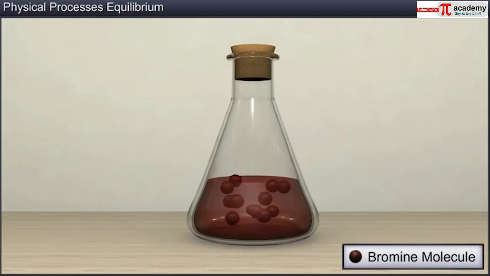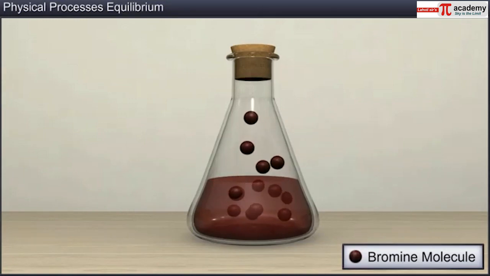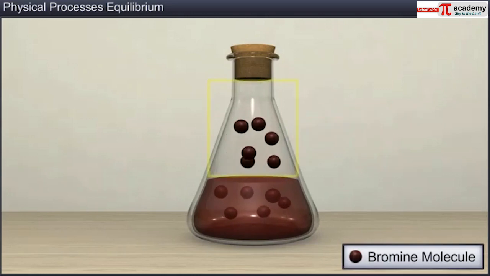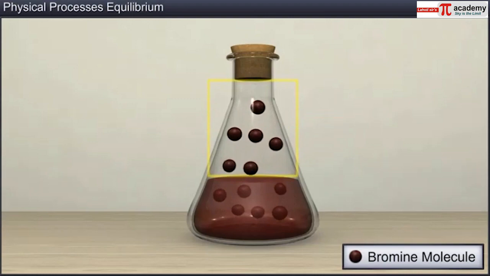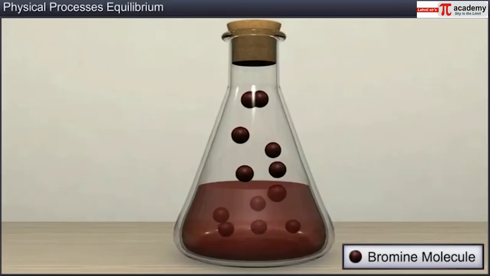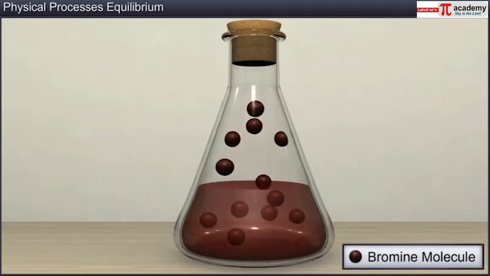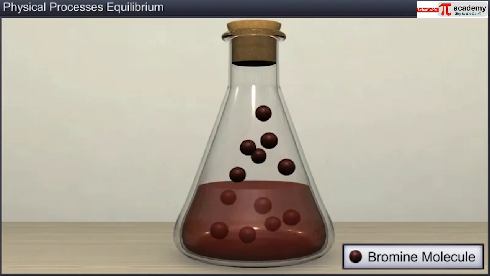Here's the explanation. All the molecules in a liquid do not have the same kinetic energy. Some molecules at the surface of the liquid that possess a relatively higher kinetic energy escape from the surface into the vapor phase. When the air inside the container is saturated with vapor, the molecules in the vapor phase condense to liquid as fast as the liquid evaporates.